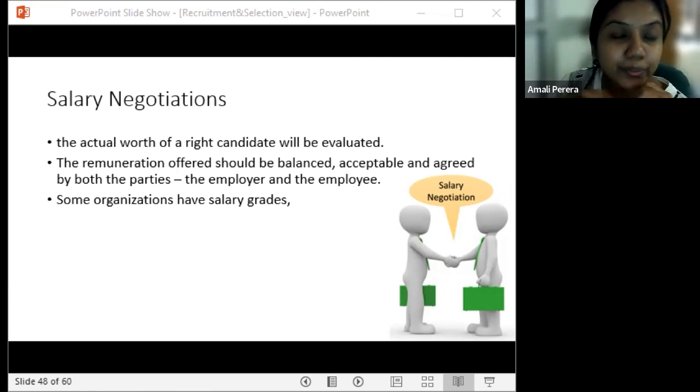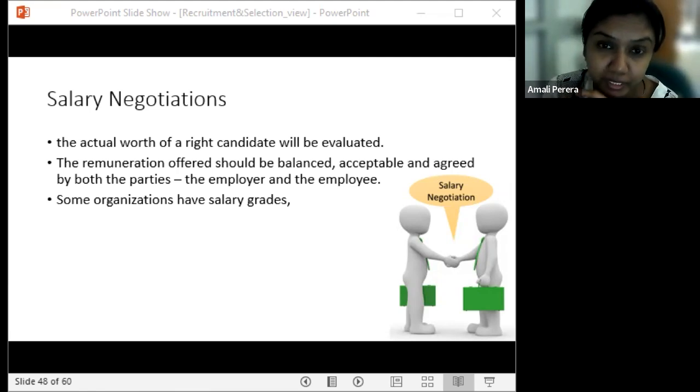Right. Okay. So now we are going to see what comes after the selection process. Once the final selection is done, then we have to discuss the salary, right? Everybody will be paid a salary for the service they give to the company. That is what we call the salary. So we need to negotiate the salary. All right. That means it is the actual worth of the candidate.